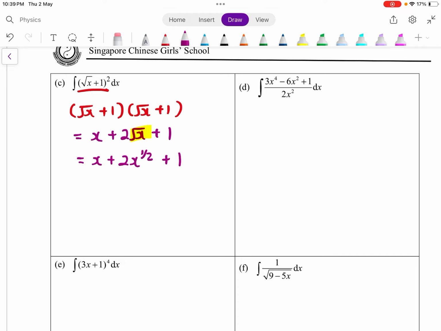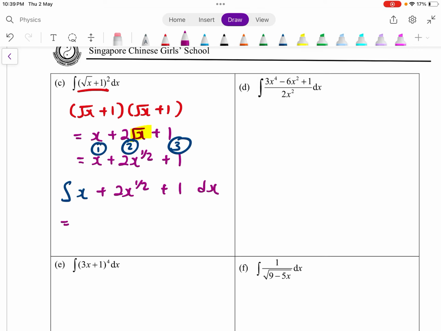Of course, the last step is to integrate term by term, because you see there are 3 terms, like 1, 2, and 3. So you integrate. I'll just put everything as such: the integral of x plus 2x to the power of half plus 1, the whole thing, dx.